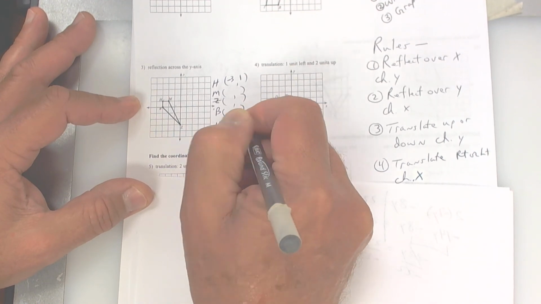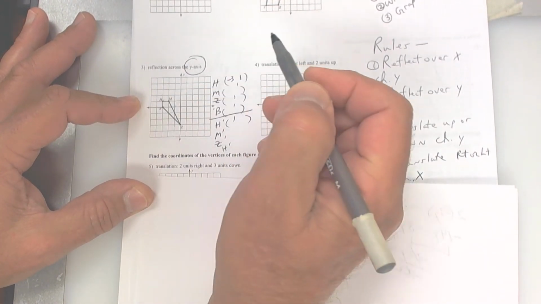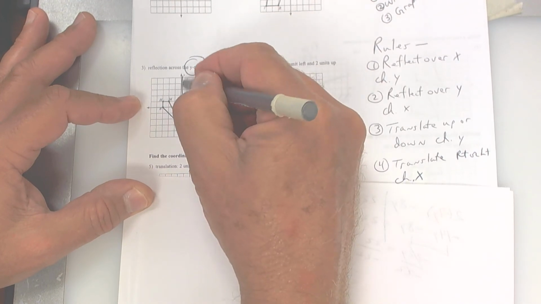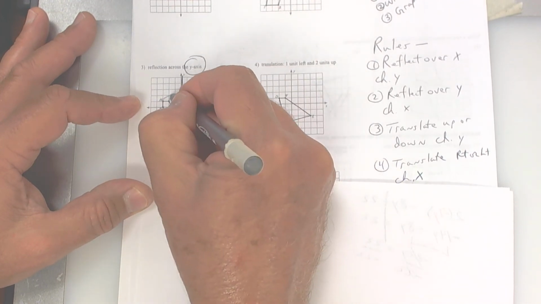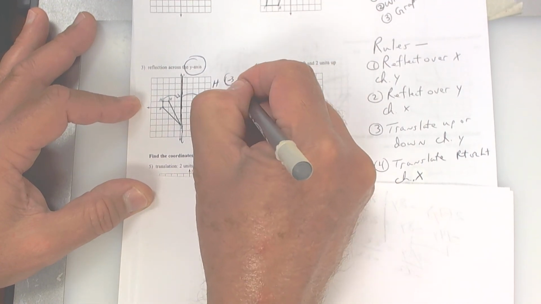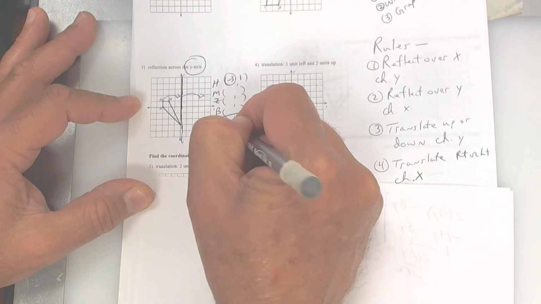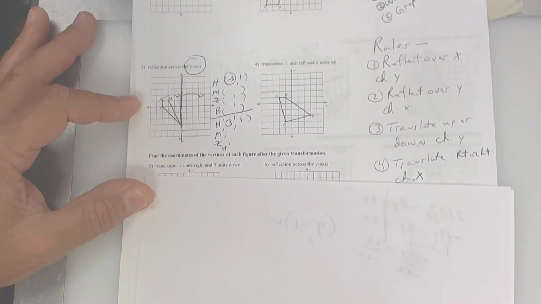So the new point, and you can draw a line there, according to this, you're reflecting it over the y-axis, so you're going to go this way. So that's going to change the x. So you want to change the x. So the new point is going to be over 3, up 1. Okay? So follow your rules.